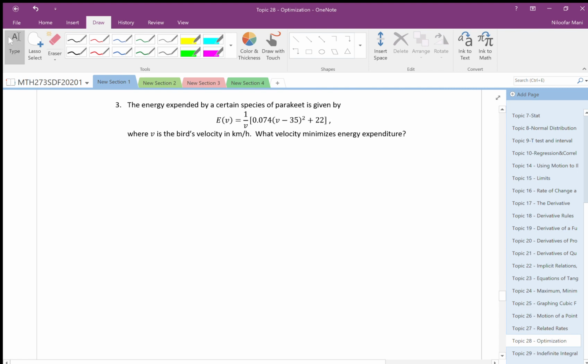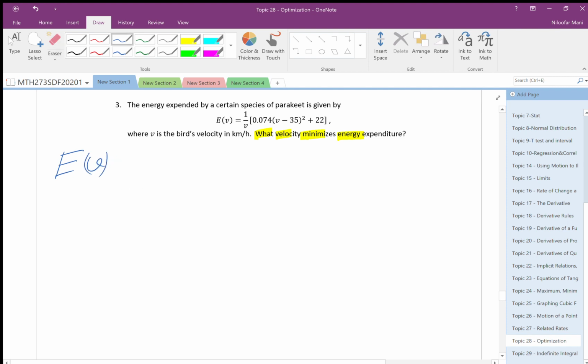Another question. The energy expended by a certain species of parakeet is given by this. So I have another function. I have v as the bird's velocity, in kilometers per hour. What velocity minimizes the energy? So I'm looking for the velocity which minimizes this energy. So here I want to minimize. It doesn't matter, the procedure is the same.